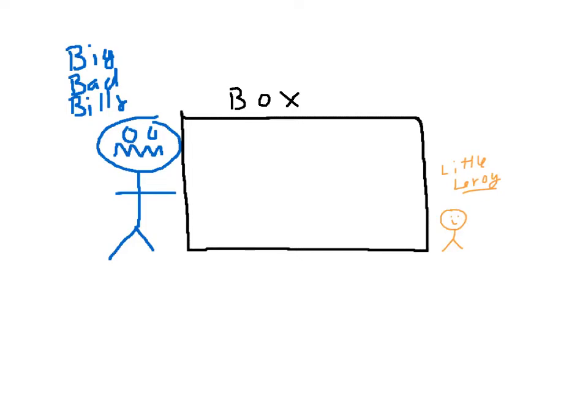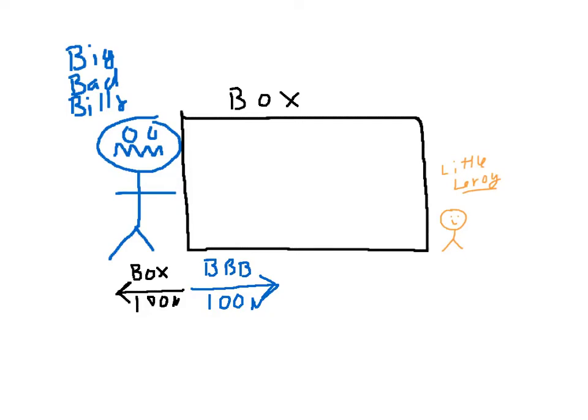So let's draw an arrow representing Big Bad Billy. Big Bad Billy is going to push on the box. Let's make up a number. Let's say he pushes with 100 newtons of force on the box. All right, you just learned Newton's third law. What does the third law state? For every action there's an equal and opposite reaction. So that means that the box is going to push back on Big Bad Billy with the exact same force. So those two arrows represent Newton's third law being observed.